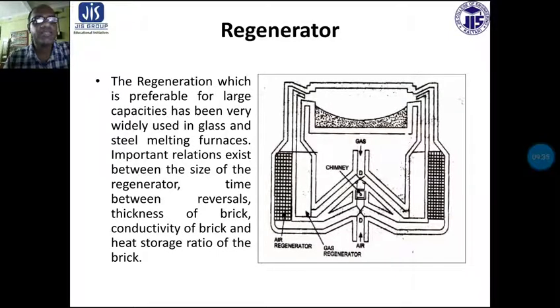In a regenerator, as shown in the figure, the time between reversals is an important aspect. A long period would mean higher thermal storage and hence a costlier unit. Also, long periods of reversal result in a lower average temperature of preheat and consequently reduce fuel economy.